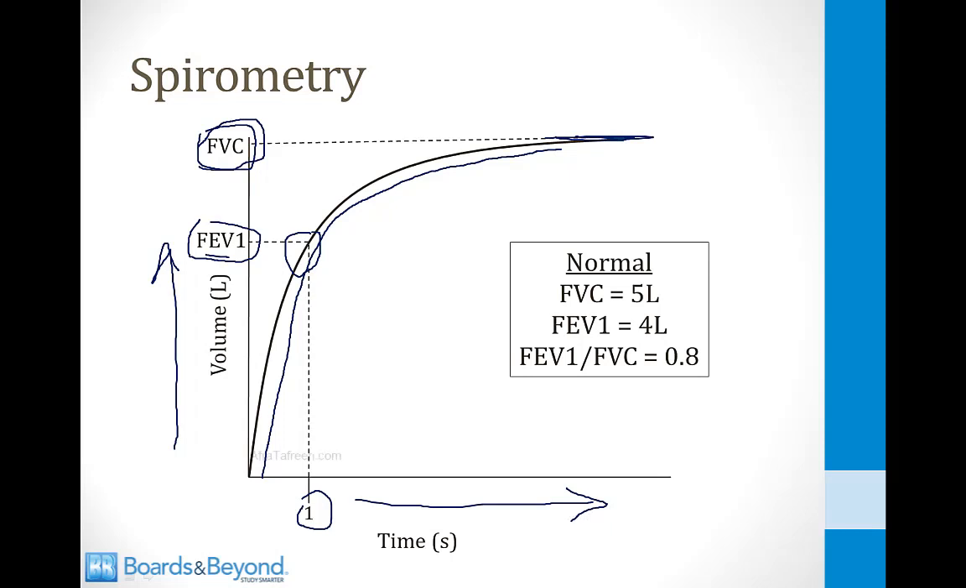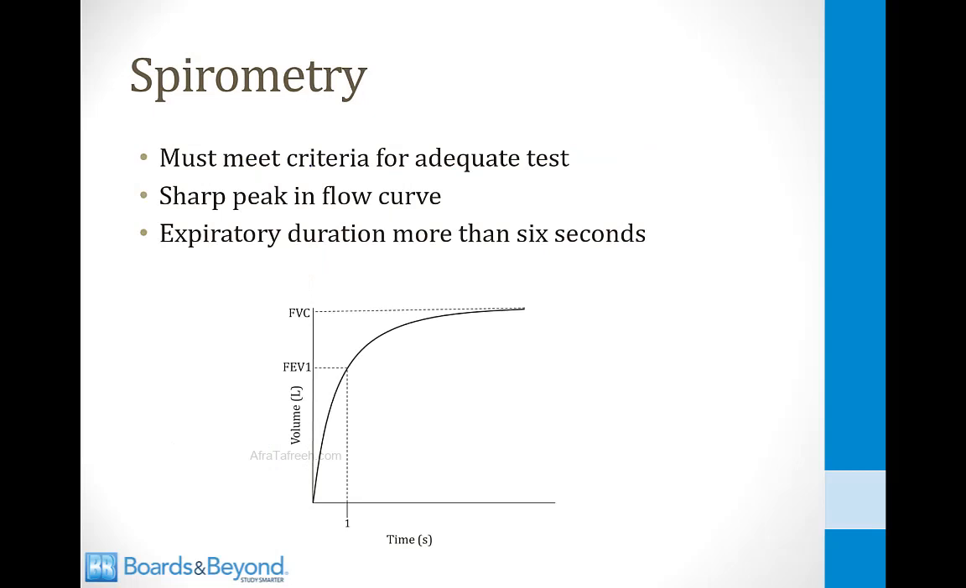A normal FVC is about 5 liters, and a normal FEV1 is about 4 liters. So therefore, the normal ratio of FEV1 to FVC is about 0.8, and this will be important later when we talk about lung diseases.